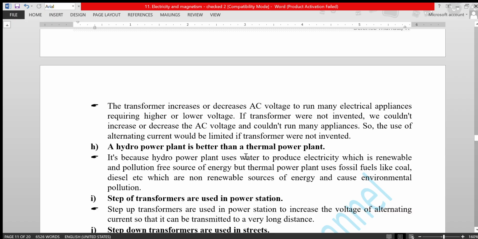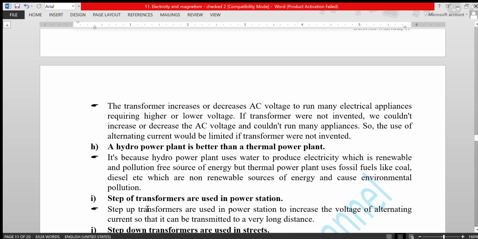A hydropower plant is better than a thermal power plant. Obviously, it is because a hydropower plant uses water to produce electricity, which is a renewable and pollution-free source of electricity. But a thermal power plant uses fossil fuels like coal and diesel, which are non-renewable sources and cause environmental pollution as well, and may lead to an energy crisis in the future.